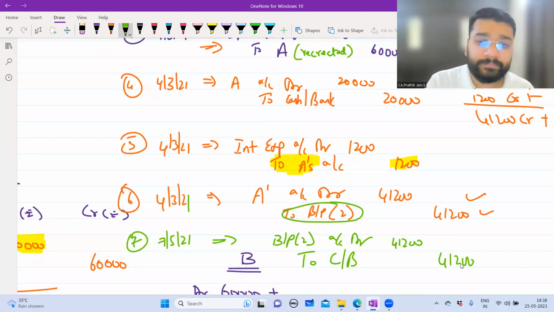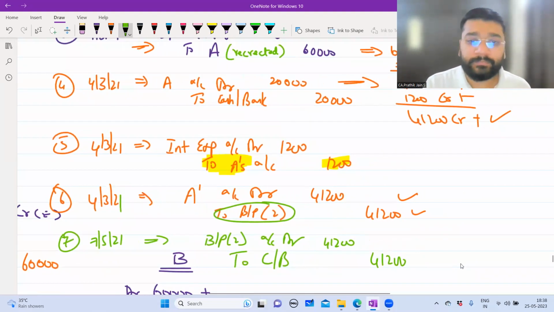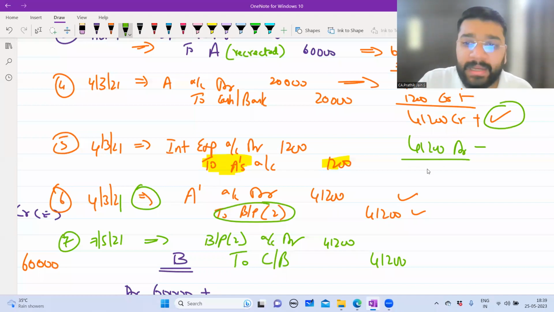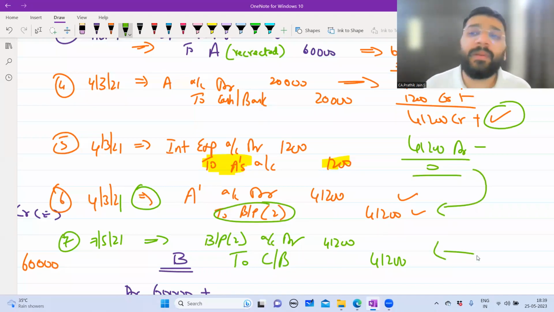So 41,200 is the amount to be paid. The moment you recorded A in debit, 41,200, the balance here itself has become 0. And here you are closing the bills payable account. Game over.